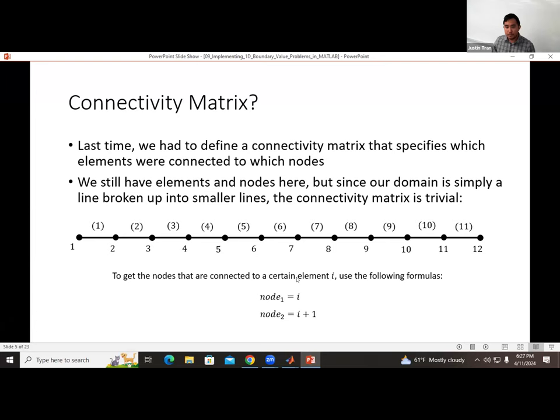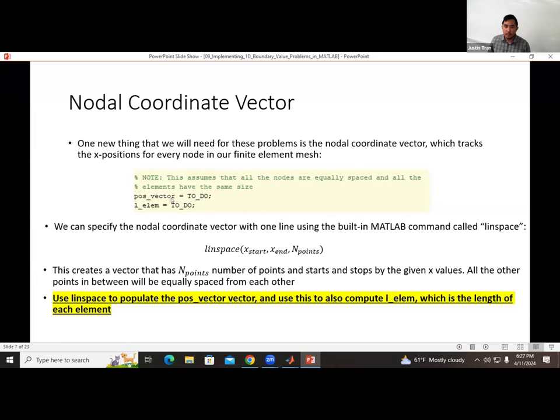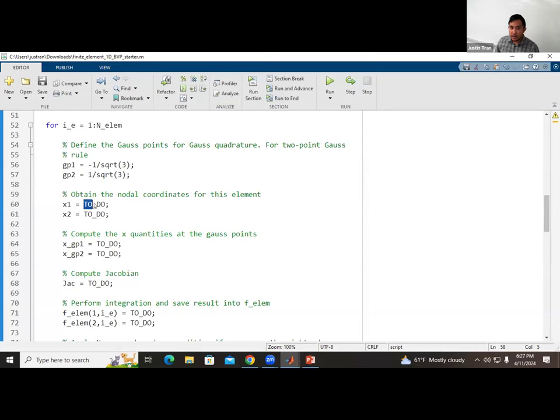So remember at the beginning, we defined this vector called the position vector. Now it's time to make use of that. The position vector keeps track of the coordinates of every single node in our mesh. And based on the connectivity information, we know which node numbers are attached. So for example, we know that for this particular element, and remember we're inside a loop, so we're using IE here.